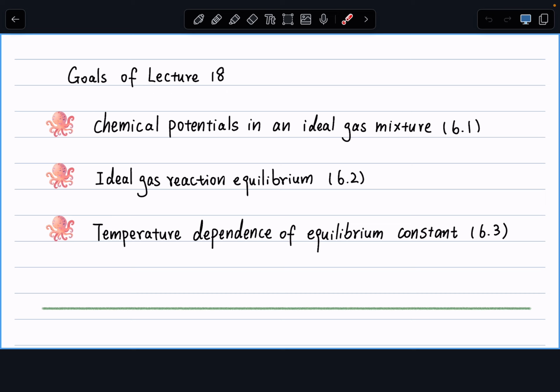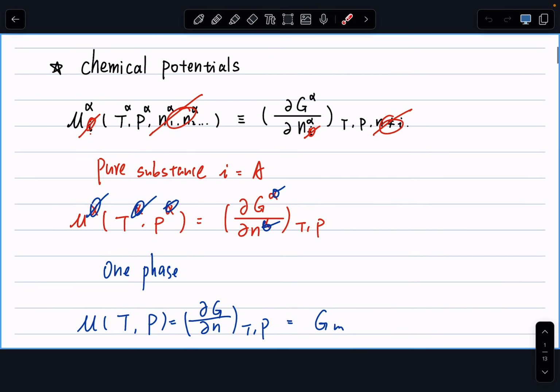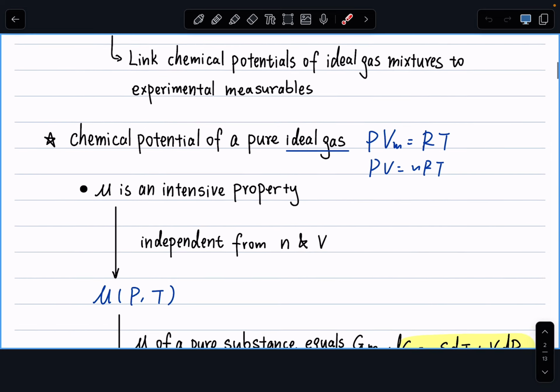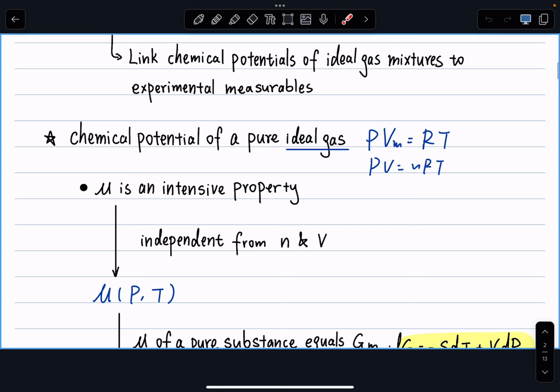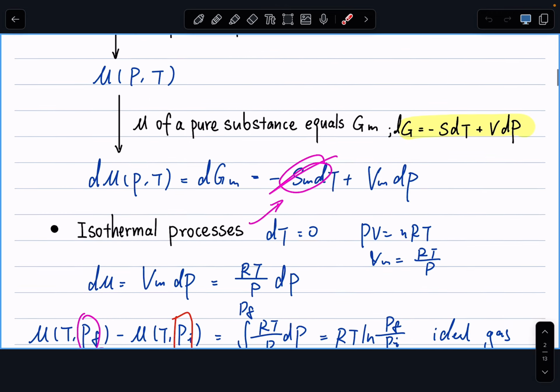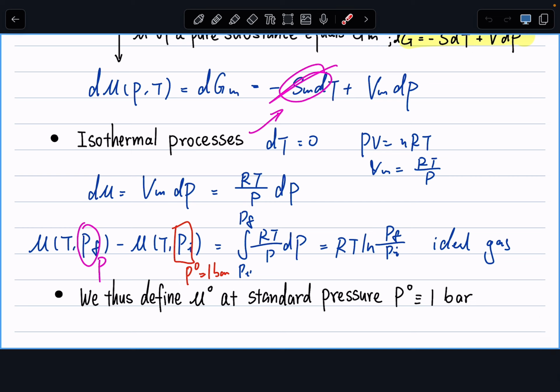In our previous lecture, we first did a quick review on chemical potentials. We discussed chemical potentials before, but for an ideal gas, a gas phase pure species, we went over the derivation to show that the chemical potential is effectively the same as the molar Gibbs free energy. And since it's molar Gibbs free energy, for isothermal processes we have this expression: the chemical potential change will equal RT ln P final over P initial.